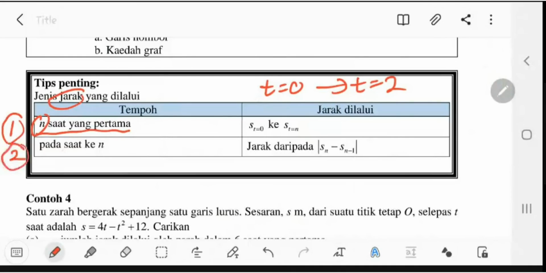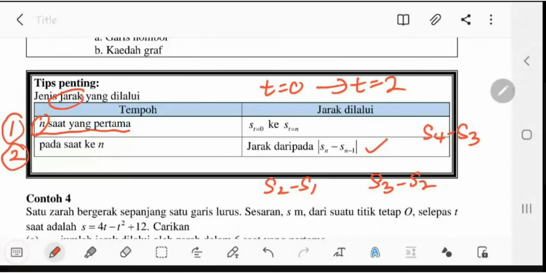Yang kedua, ini jenis pertama. Yang jenis kedua, distance travel in the nth second. So, formula dia modulus Sn minus S(n-1). Letak modulus sebab dia positive value. So, tadi in the second S2 minus S1. Okay. Kalau dia kata in the third second, S3 minus S2. In the fourth second, S4 minus S3. Kalau in the 10 second, distance travel in the 10 second, S apa?